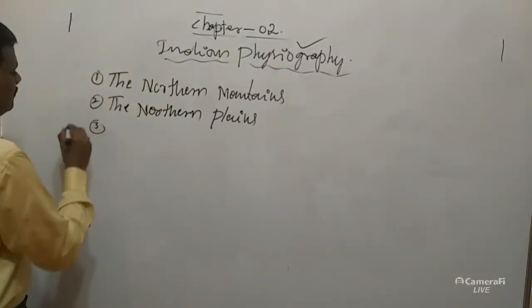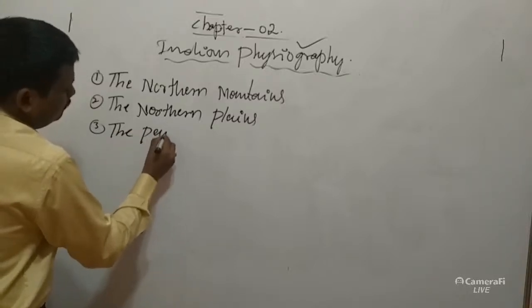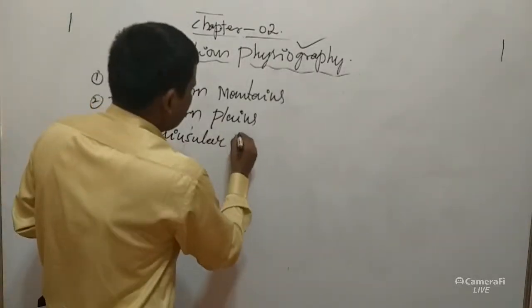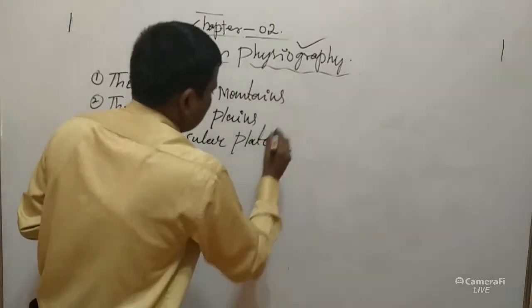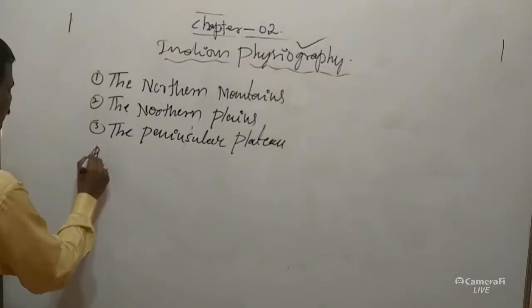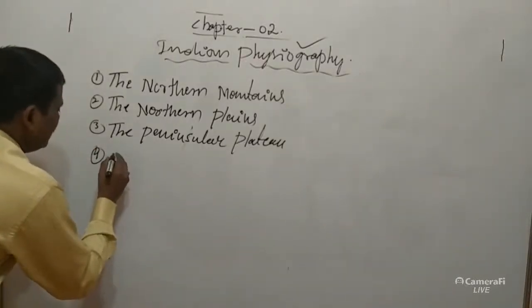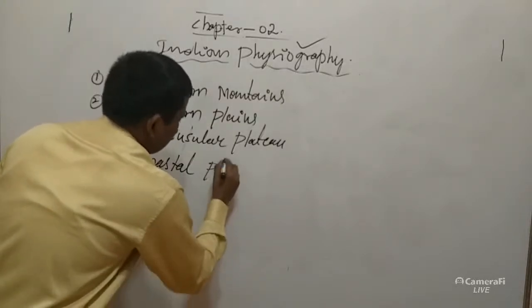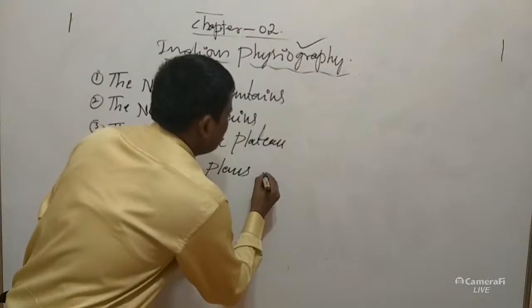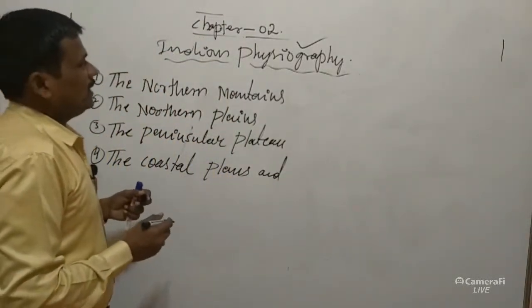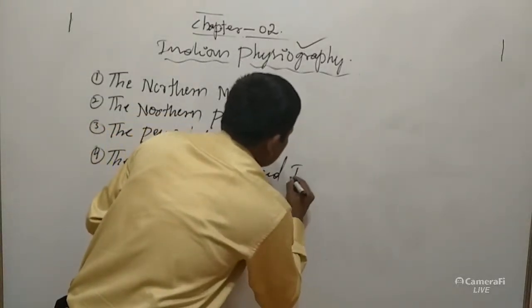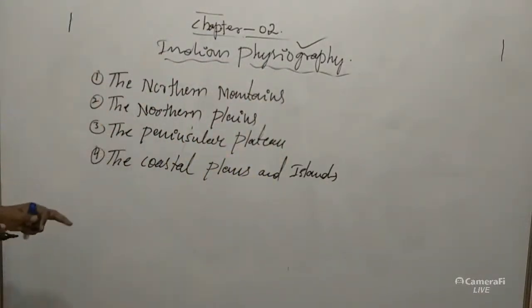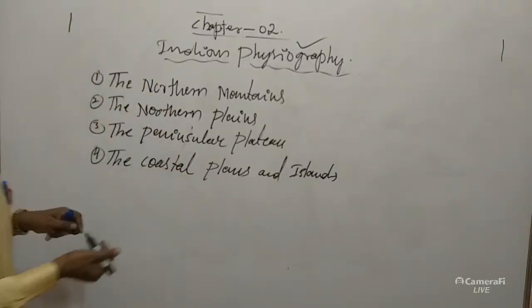Then the third important one is the peninsular plateaus. Then the fourth important division is the coastal plains, and we should also call this one the islands. These factors are very important for us. These are classified into four, and now we see where they are situated in India.